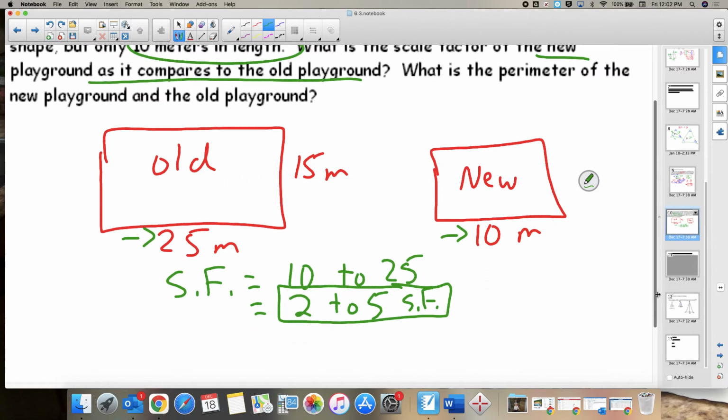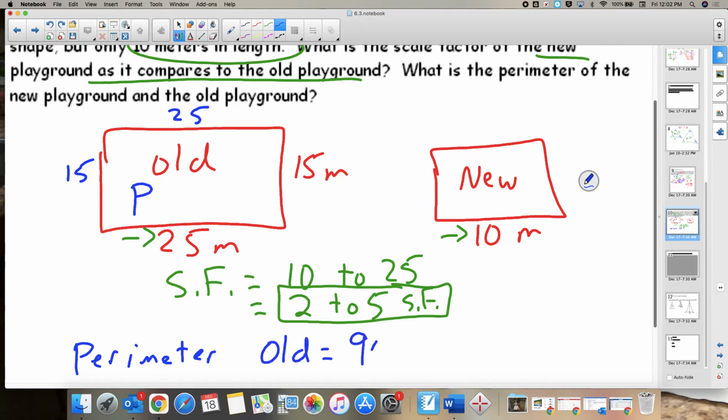Then it wants the perimeter of the new playground and the old playground. Well, we can find the perimeter of the old playground. 25 plus 15 plus 25 plus 15. So we get the old playground, our old playground gets a perimeter of 90 meters.